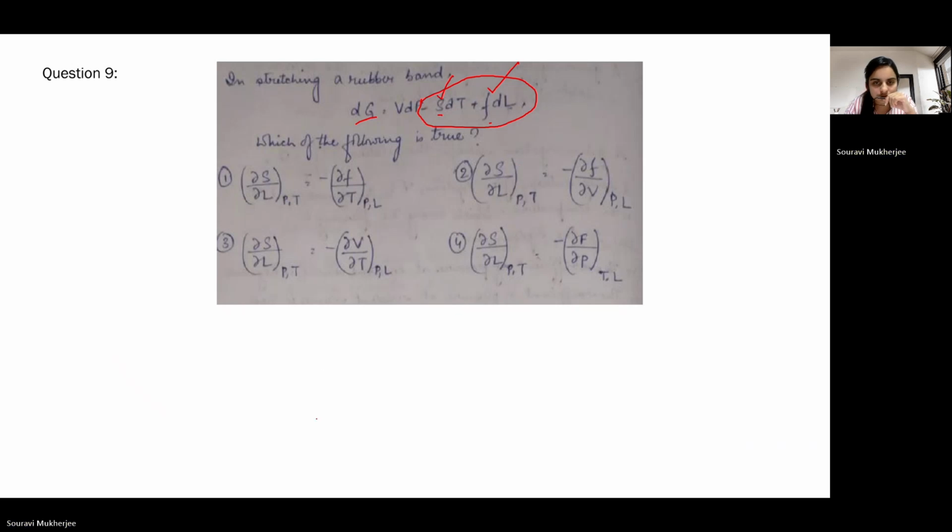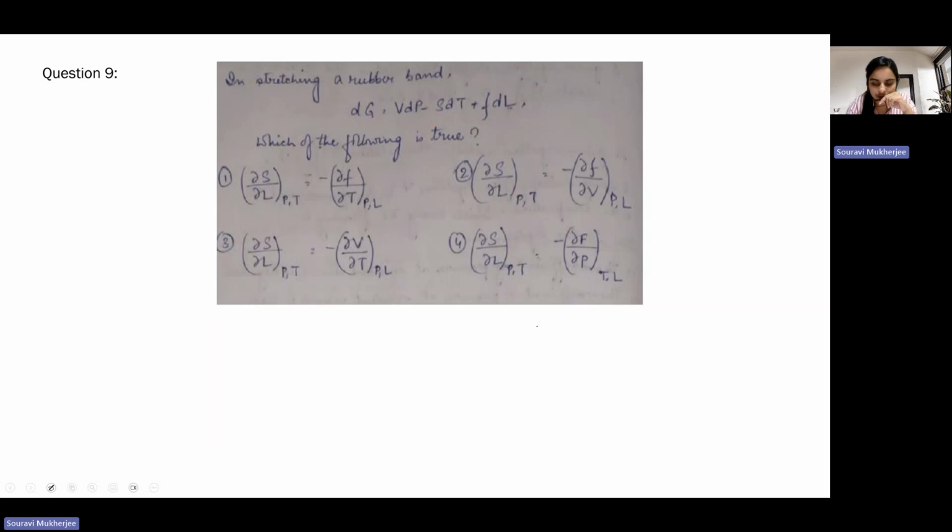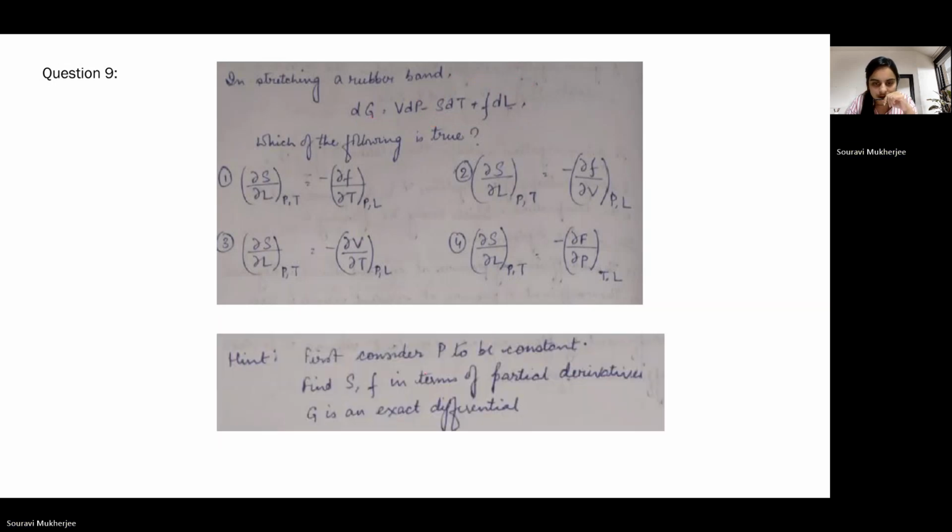That means once you write S and F in terms of derivatives of G, you have to do another derivative. Okay. And there again you have to make use of the fact that G, again being a state function, is an exact differential. Okay. So consider P to be constant, find S and F in terms of partial derivatives of G, and then G is an exact differential. So that's the hint. Okay. So I'll give you another couple of minutes. Let me know the answer. Okay. Try to solve it. I'll discuss the answer after that.